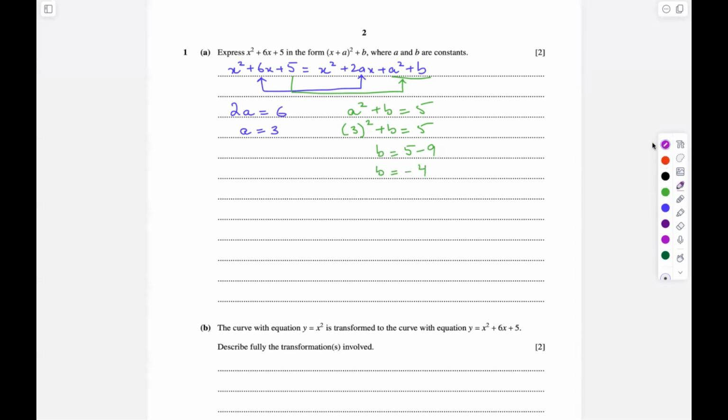Once we have the values of a and b, we can write the final expression as x plus 3, as the value of a is 3 and the value of b is minus 4. So this will become (x plus 3) whole squared minus 4.